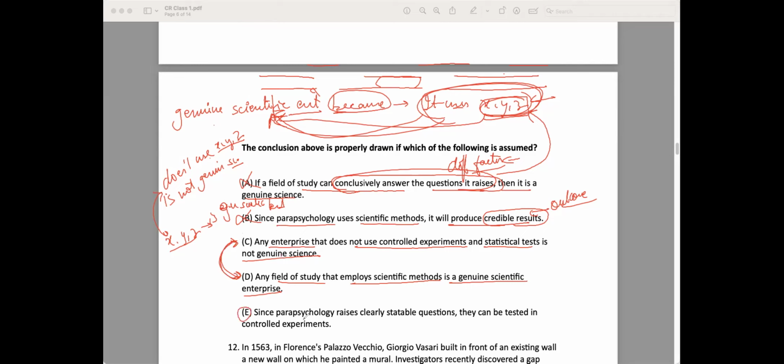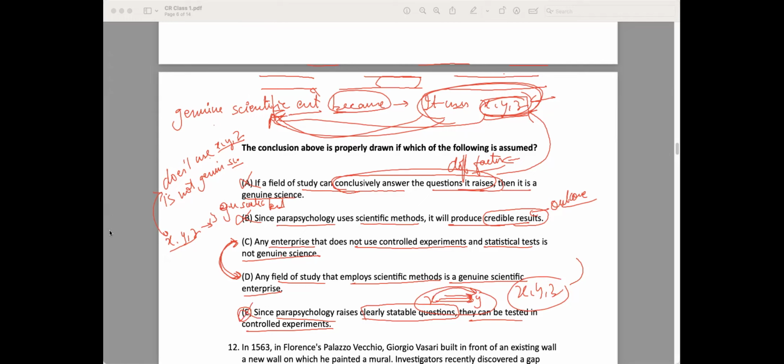Let's come to the E option. Since parapsychology raises clearly statable questions, they can be tested in controlled experiments. It's not about whether X can lead to Y or not. The question is, if we employ X, Y, and Z, can we call it a genuine scientific enterprise or not? Factors used are X, Y, and Z. Whether anyone using X, Y, Z can be called a genuine scientific enterprise, that's the question. We're not talking about how X and Y are related, whether X is causing Y or not. That's not the question.